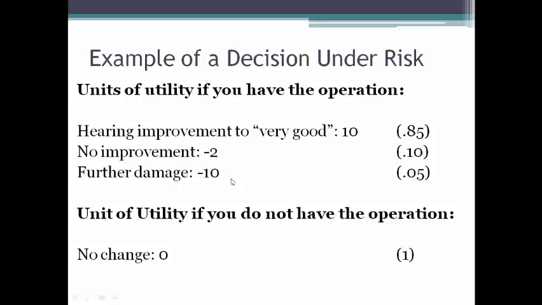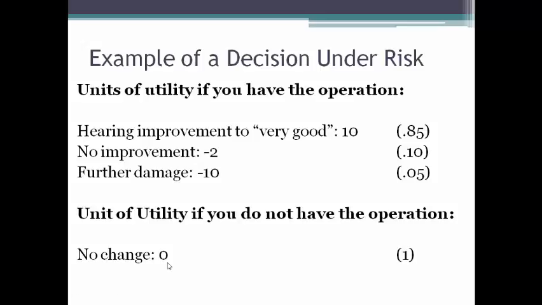Further damage, that sounds pretty bad. Not only have you undergone an operation, you've further damaged your hearing. We're going to give that a negative 10, but there's this low probability it'll happen. If you decide not to have the operation, well, there's no change. You're not really benefited or harmed, so the utility is 0.